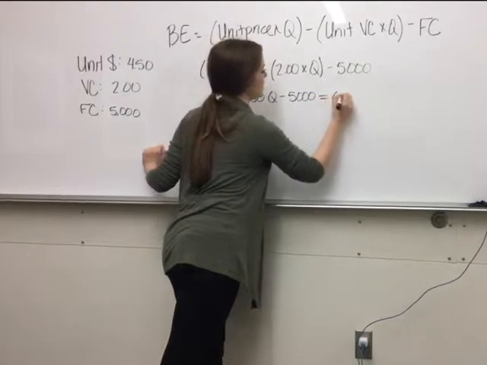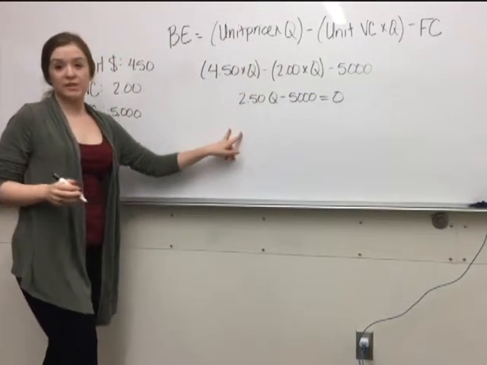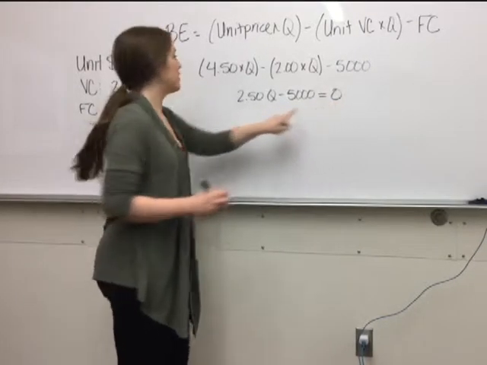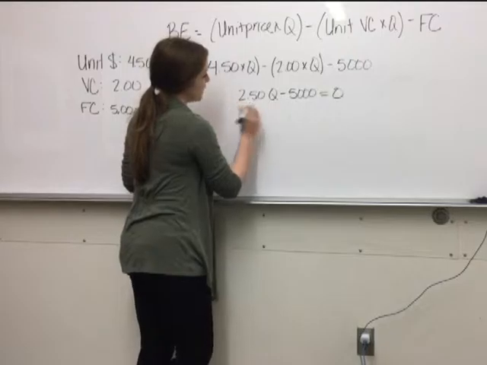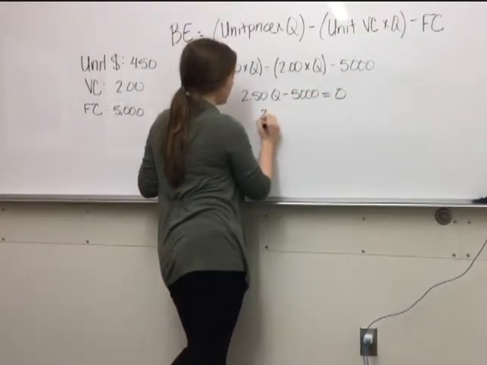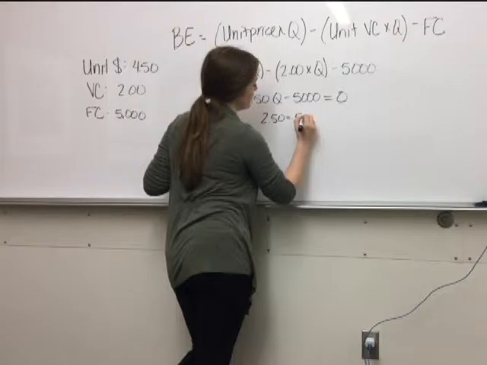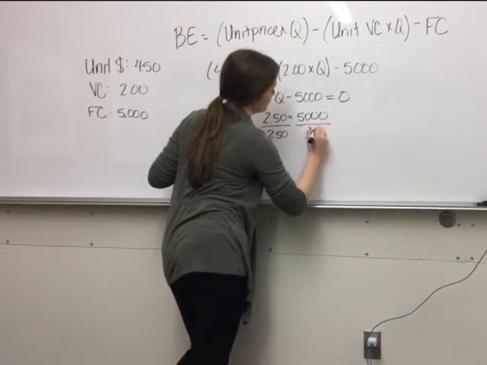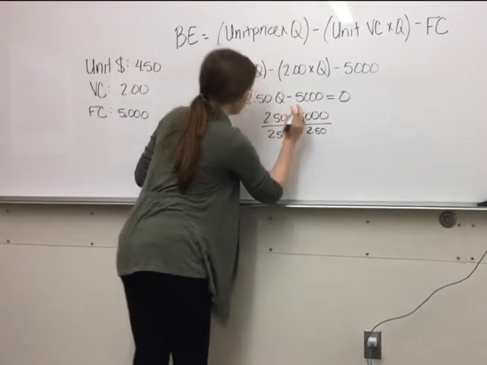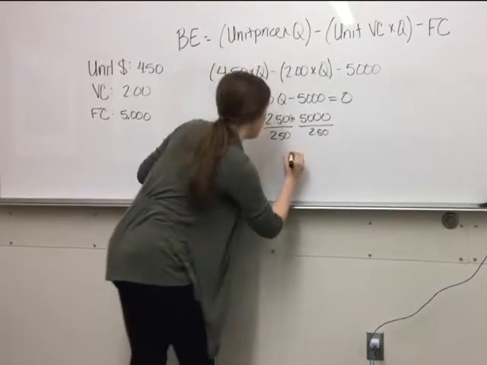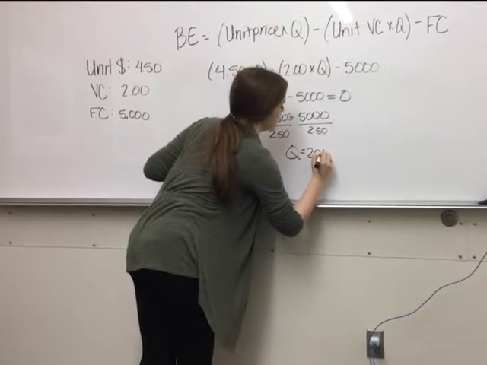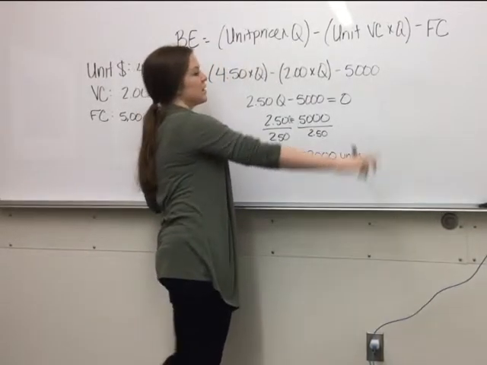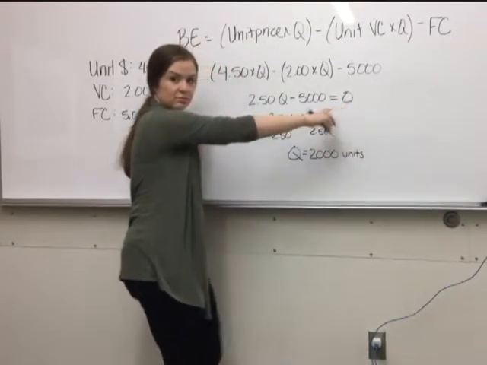This equals 0. Because we're trying to find the break-even point where revenue and expenses are the same, which is 0 profit. So now we add 5,000 to this side and divide by 2.5. Q should be in there. So Q is 2,000 units. We need to sell 2,000 units for us to break even. Does that make sense?